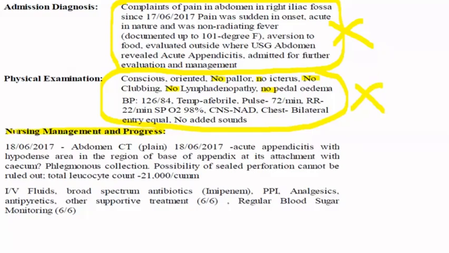What was done to her as a part of nursing? All right. So on 18th, when she came, an abdominal CT was performed. Acute appendicitis was diagnosed, and all those things. Seal perforation cannot be ruled out. Total leukocyte count, TLC, is mentioned. Then IV fluid was provided. Broad spectrum antibiotics were prescribed. Supportive treatment, regular blood sugar monitoring was done, and all those things were done on 18th. Okay, we don't think this has to be included, right? We'll put a cross to this.